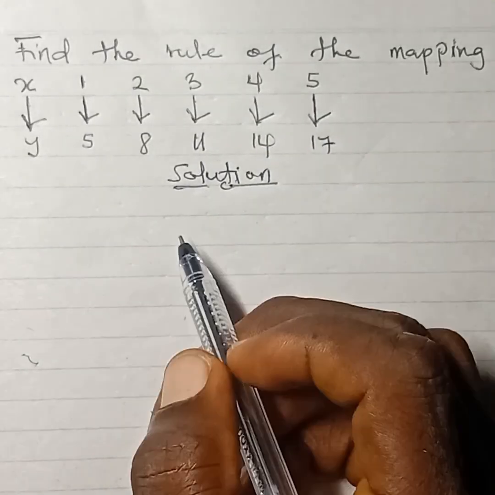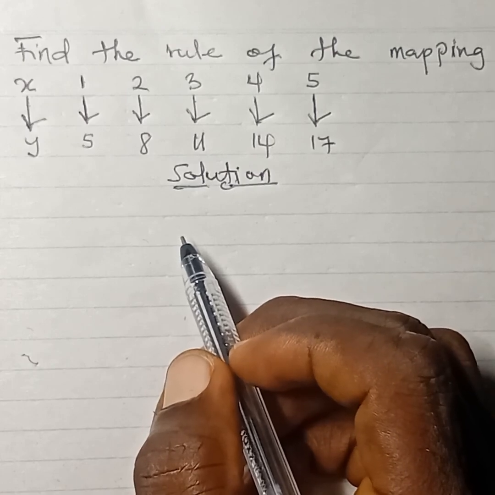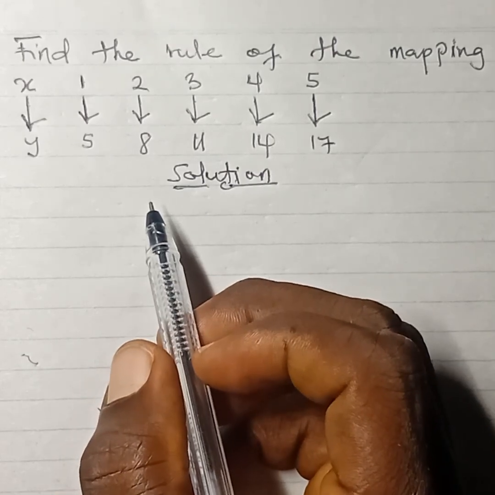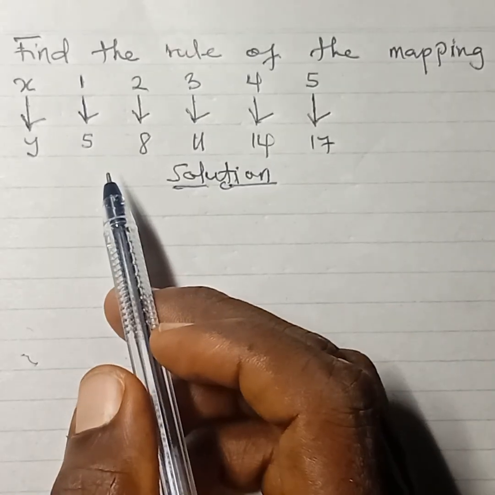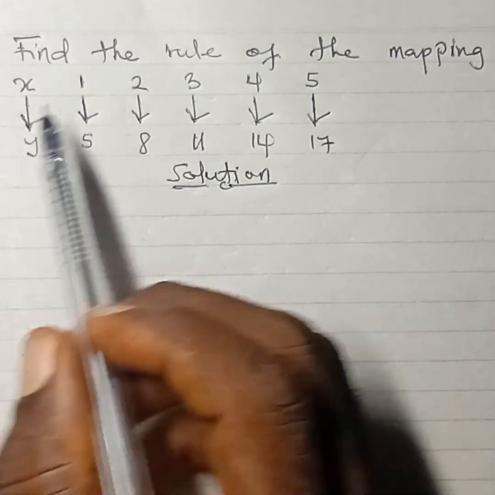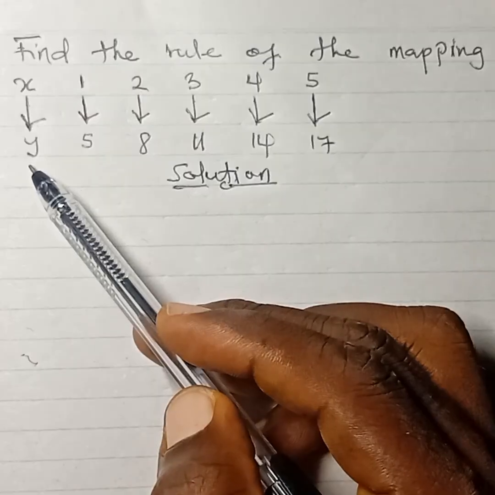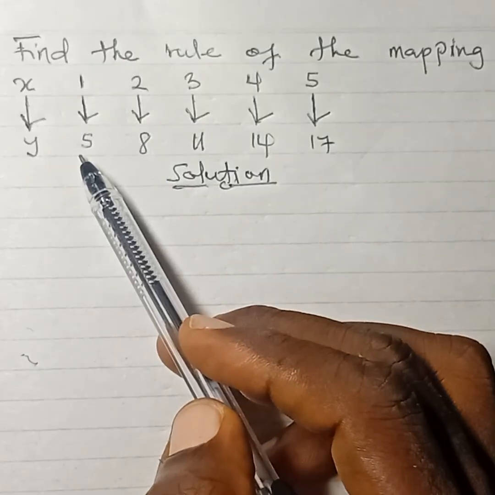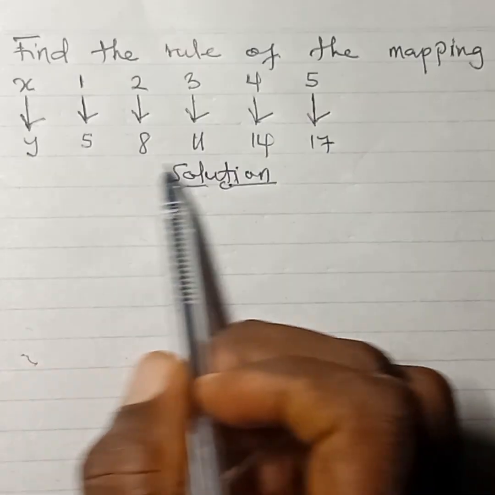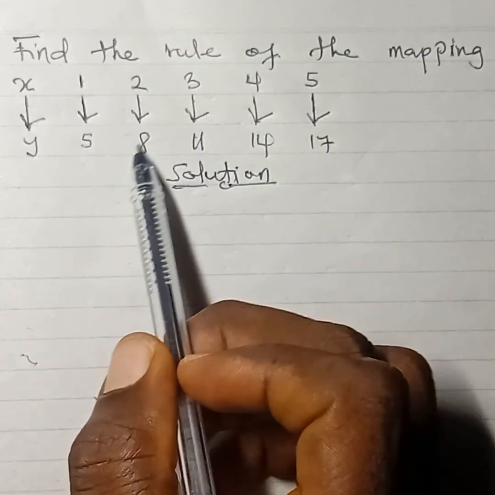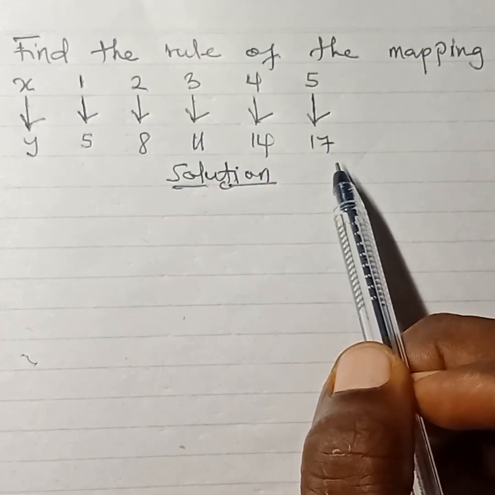To solve this, we are going to see whether this is a linear mapping or an exponential mapping. So, look at something here. You see, we have X is to Y, 1 is to 5. Our focus here will be on the Y values, which are 5, 8, 11, 14, and 17.